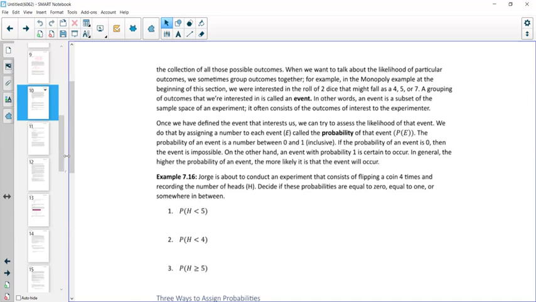Once we have defined the event that interests us, we can try to assess the likelihood of that event. We do that by assigning a number to each event called the probability of that event. And we denote that like this. Probability of an event is a number between 0 and 1 inclusive. If the probability of an event is 0, then the event is impossible. On the other hand, an event with probability 1 is certain to occur. In general, the higher the probability of an event, the more likely it is that the event will occur.